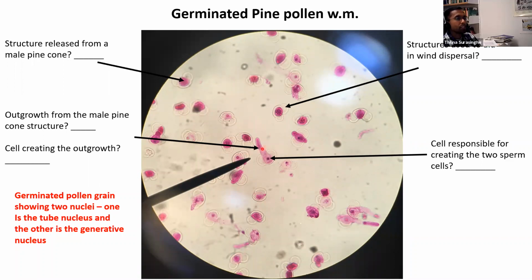And the specific cell that produces the pollen tube is what? That is easy. It is producing a tube. It's the tube cell. It's very easy, guys, actually. If you get the logic behind it, everything else is so easy to remember.